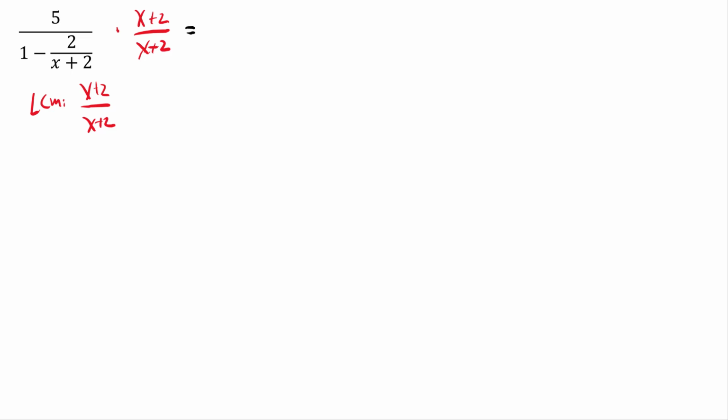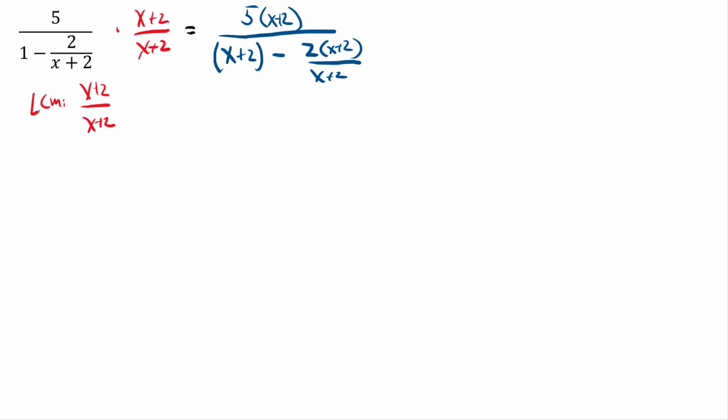So we have 5 times x plus 2 on the numerator. On your denominator, you have 1 times x plus 2, so that would just give us an x plus 2. Alright, I'll put that in parentheses just so we know that was 1 times that. Minus, in this case, we'll have 2 times x plus 2, and that is all over x plus 2.